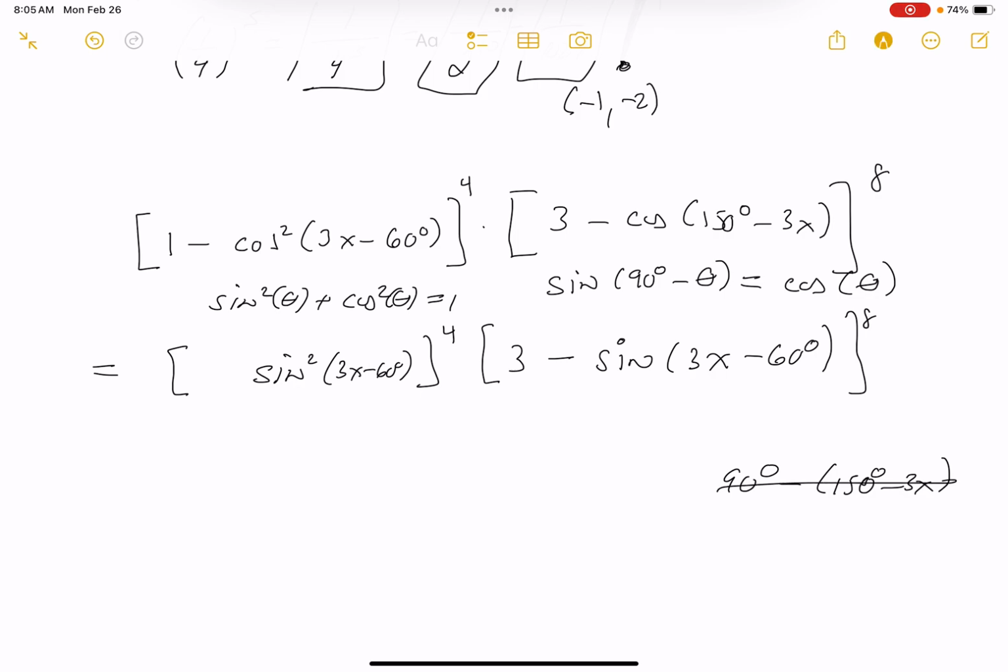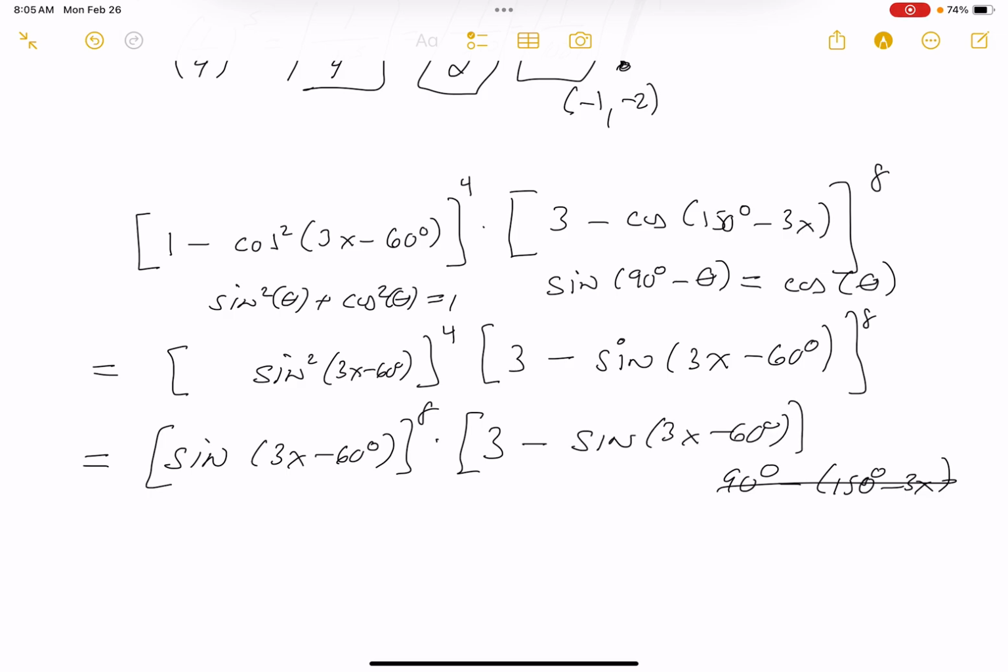Right, cross this out. And I'm still seeing those powers being different. I got an 8 and a 4 there. So let me try to rewrite that. And what do I see? I see sine, I'm going to say 8th power now, so sine of 3x minus 60 degrees to the 8th power. And over here I get 3 minus sine of 3x minus 60 degrees, and that's also to the 8th power. All right?